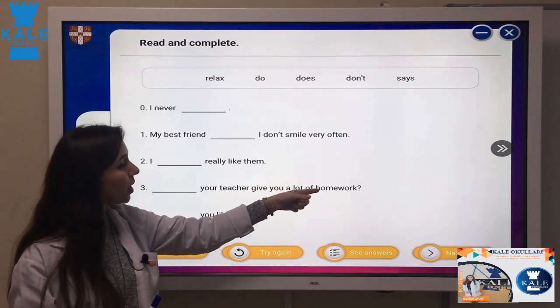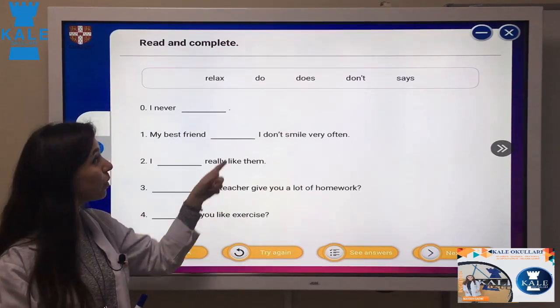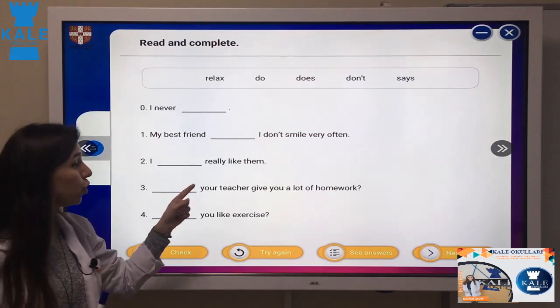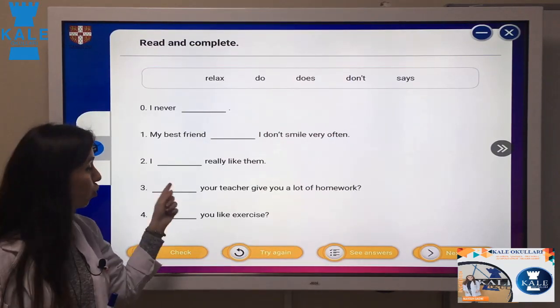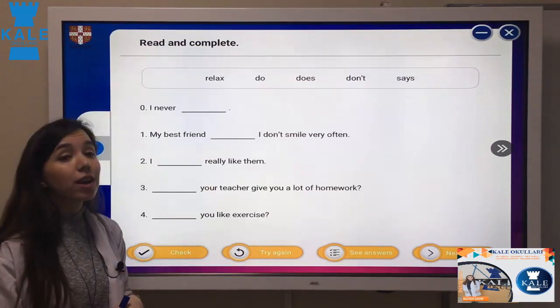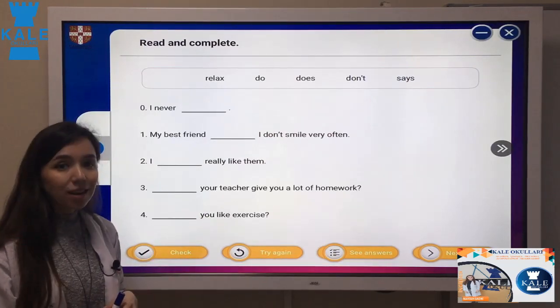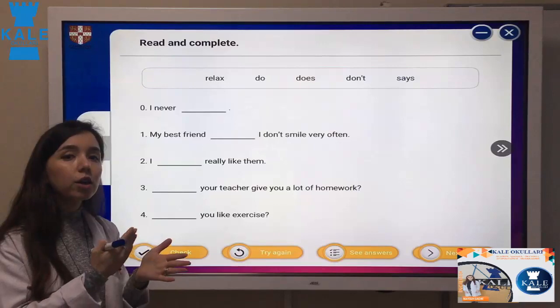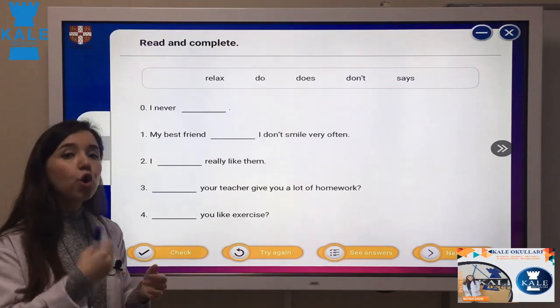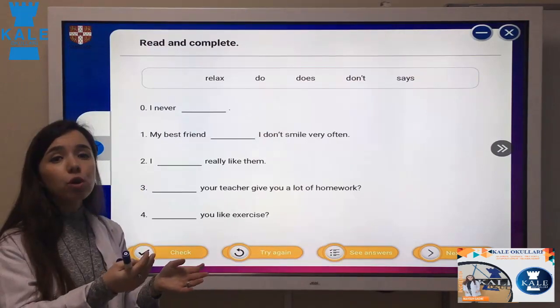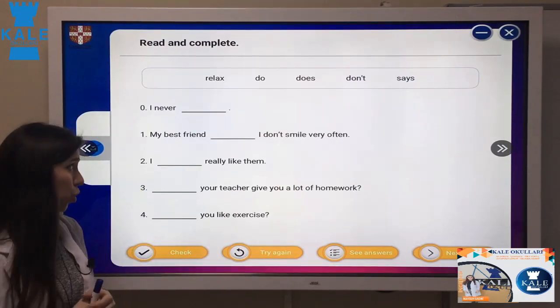Your teacher give you a lot of homework. This is question form. Yes, you have to use do or does. Which one is the best one? Do your teacher or does your teacher? Does your teacher give you a lot of homework? Yes. Or, you like exercises. Do you like exercises? You know that for I, you, we, they, we use do. For he, she, it, we use does. Again, I'm not going to write them because I'm sure that everybody knows this.